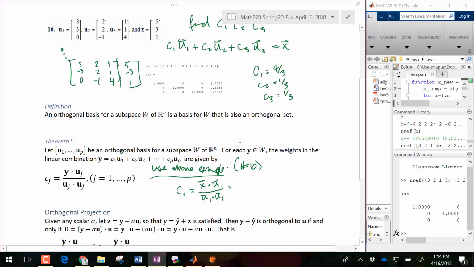So the x vector is, I'm just going to write them as points so it's easier to write out, 5, negative 3, 1, dotted with 3, negative 3, 0. And the bottom is 3, negative 3, 0 dotted with itself. So let's see what we have. We have 15 plus 9 plus 0. 15 plus 9 is 24. And we have 9 and 9, which is 18. What is this equal to?